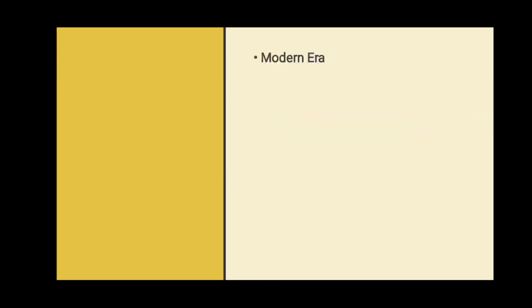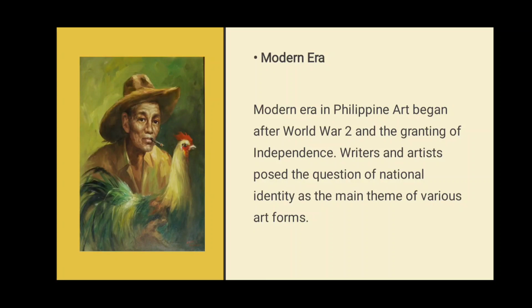Modern era. Modern era in Philippine art began after World War II and the granting of independence. Writers and artists posed the question of national identity as the main theme of various art forms. So after sa World War II, na-grant ang atong independence, mao na ang focus sa mga writers before is about our own national identity. Mao na ang ilang usually mga subject sa ilang mga arts, like for example sa akong gi-present karon, no? Manok, mao man gyud na siya pinaka gina-exercise nato gihapon hangtod karon, no? Kanang sabong sa manok.